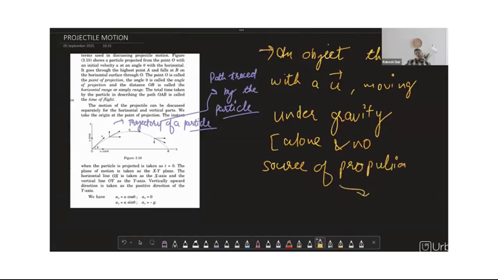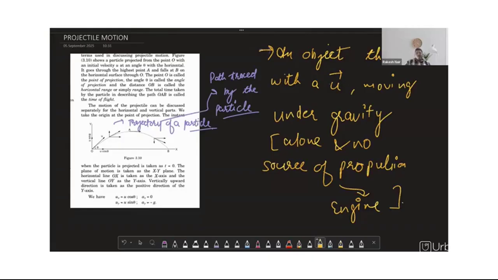Source of propulsion means something like an engine. There should be no source of propulsion, specifically any engine which is giving it a mechanical force or a drive. If it is driven by that external agency, it's not a projectile. We are calling for the natural projectile, like any bowler throwing a ball, those kind of forces.